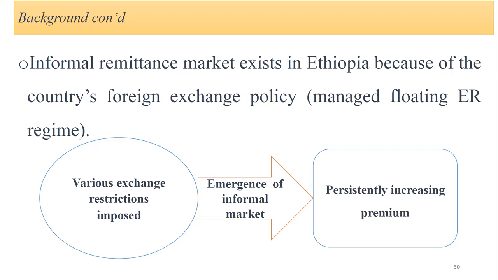Yes, in Ethiopia, informal remittance exists mainly due to our exchange rate policy. The central bank's exchange rate policy is managed floating. That means it is not a market clearing exchange rate system or a floating exchange rate system. Because of that, there are various exchange restrictions imposed on the transfer of forex to Ethiopia and away from Ethiopia. Because of that, the informal market emerged. And currently, there exists a persistently increasing premium between the official and the parallel market, and that attracted the inflow of remittance through the informal channels. Next slide, please.